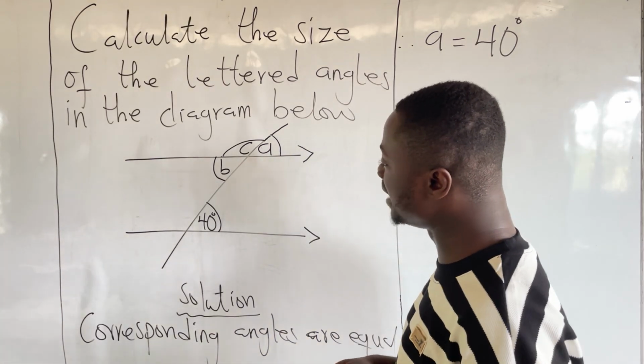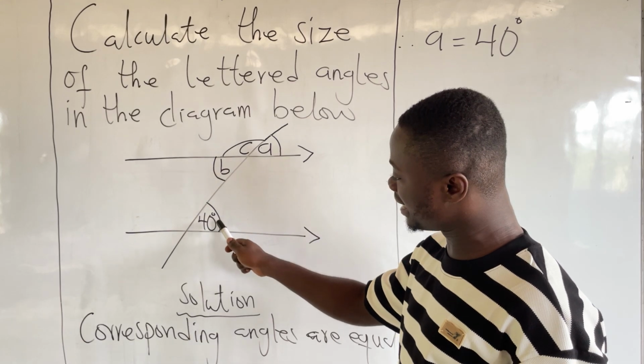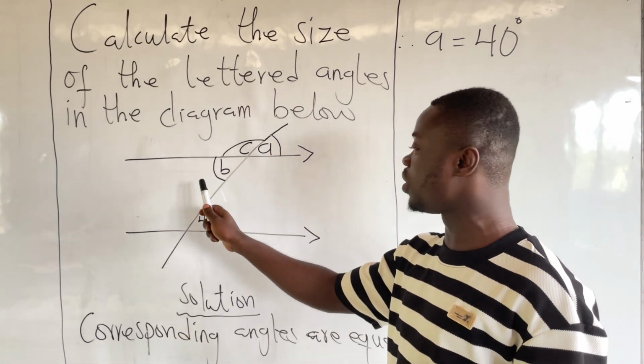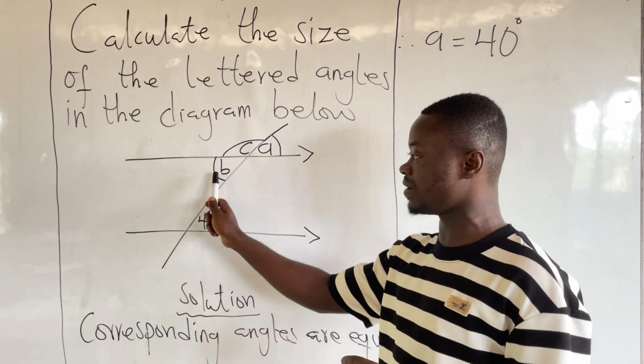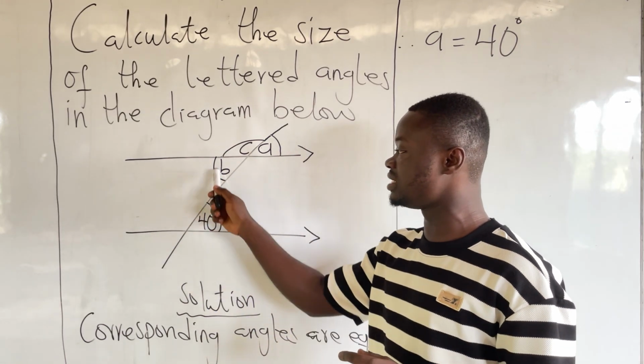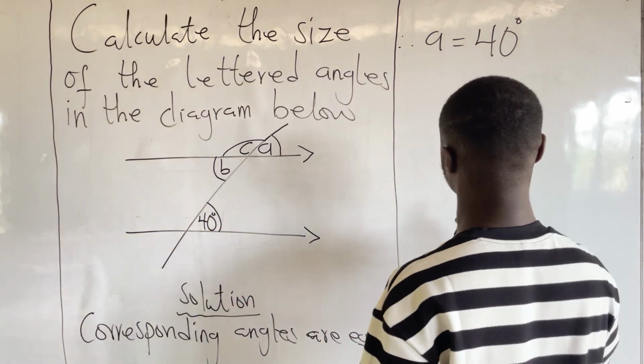Now let's go to B. B is here. The angle B here and the angle here, the 40 degrees, are alternate. Therefore, they are called alternate angles. From the properties of parallel lines, we know that alternate angles are equal. Therefore, B is also 40 degrees.